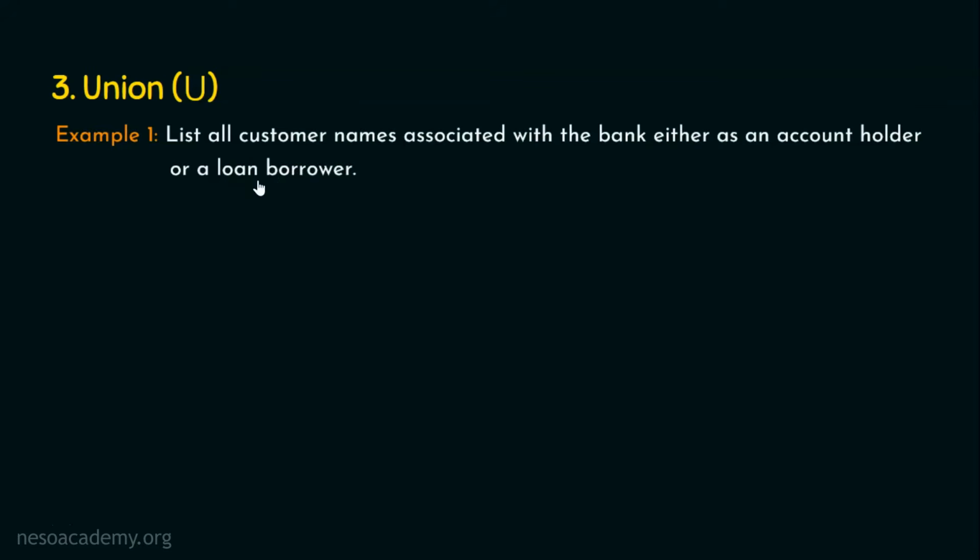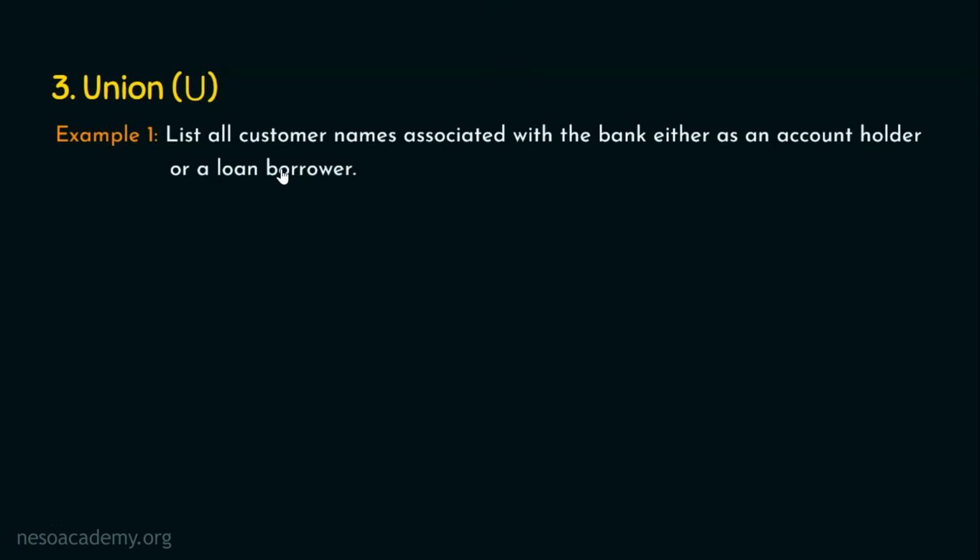So we are assuming there are two relations. One is the depositor relation. If somebody has an account in the bank, that person has a depositor relationship with the bank. So here is the depositor relation. And if somebody has availed a loan from the bank, obviously he is a borrower, right? So he is the loan borrower. I am considering that these two relations exist: number 1, the depositor, and number 2, the borrower.